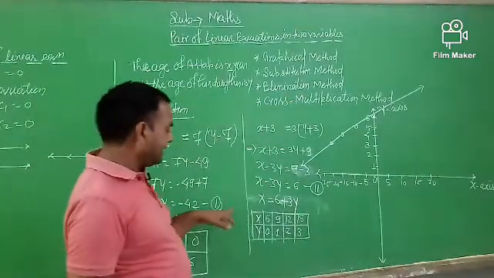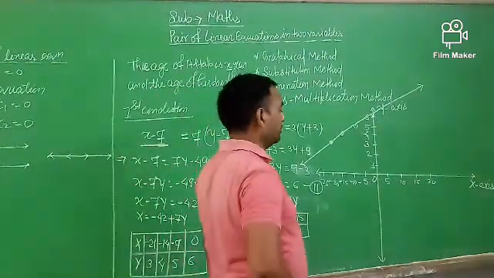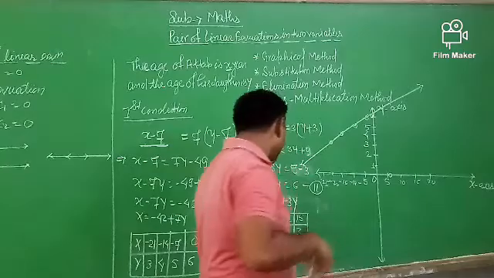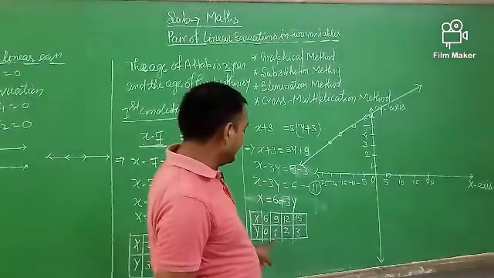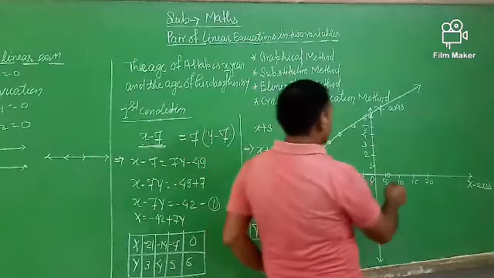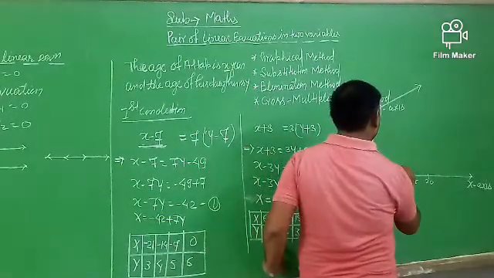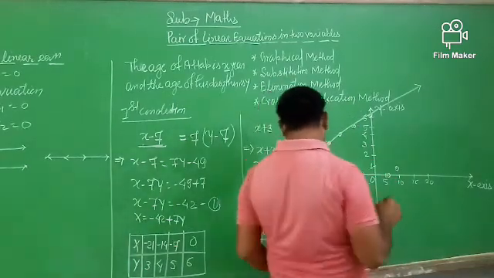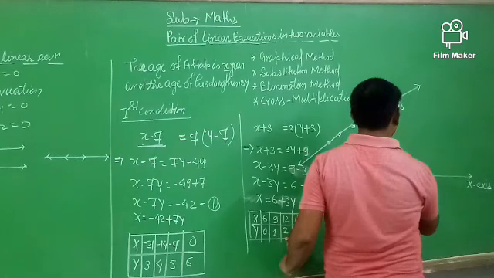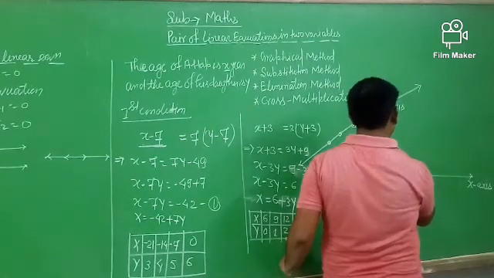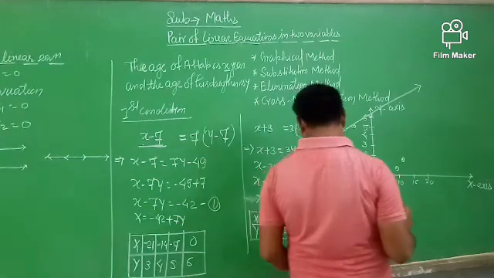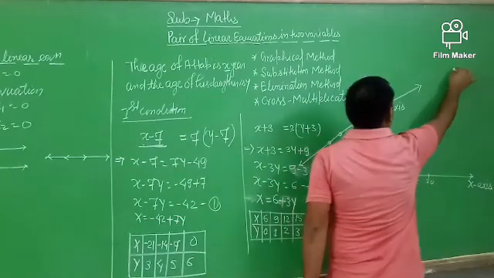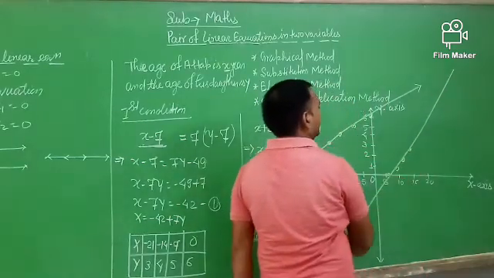Second condition, if x is equal to 6, then y is equal to 0. Here is 6, so y is equal to 0. If x is equal to 9, then y is equal to 1. If x is equal to 12, then y is equal to 2. If x is equal to 15, then y is equal to 3. Okay, so you take these points and draw a line.